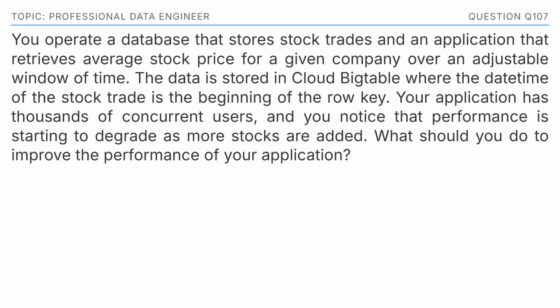You operate a database that stores stock trades and an application that retrieves average stock price for a given company over an adjustable window of time. The data is stored in Cloud Bigtable, where the date time of the stock trade is the beginning of the row key. Your application has thousands of concurrent users, and you notice that performance is starting to degrade as more stocks are added. What should you do to improve the performance of your application?